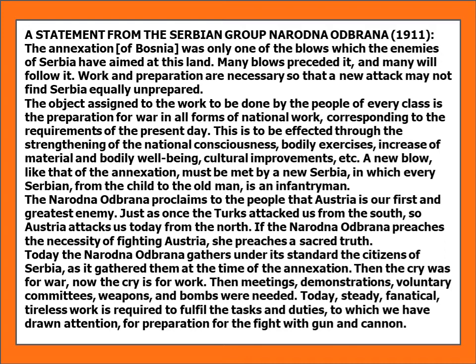So what you are seeing here is a statement from the Serbian group Narodna Odbrana, otherwise known as the Black Hand. And this is a statement that they gave in 1911, following the annexation of Bosnia by Austria-Hungary. So what this group is saying, it says the annexation of Bosnia was only one of the blows which the enemies of Serbia have aimed at this land. Many blows preceded it, and many will follow it. Work and preparation are necessary so that a new attack may not find Serbia equally unprepared.